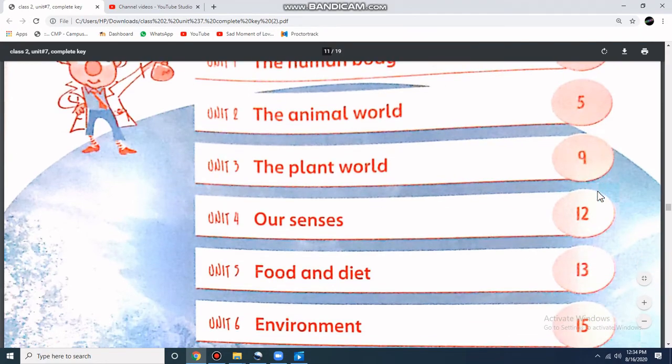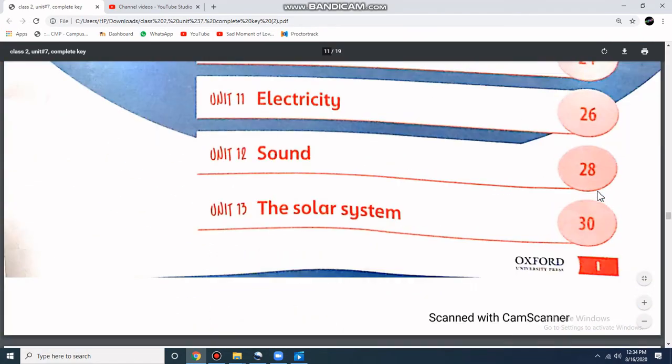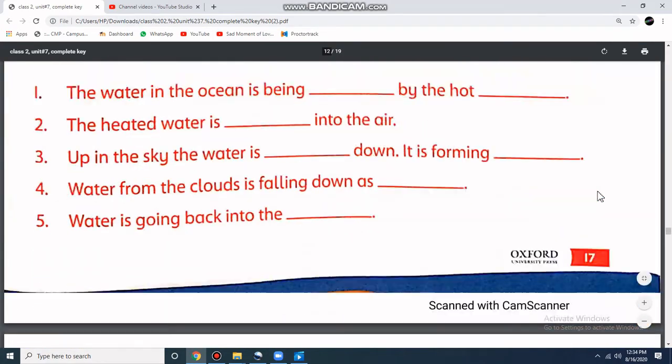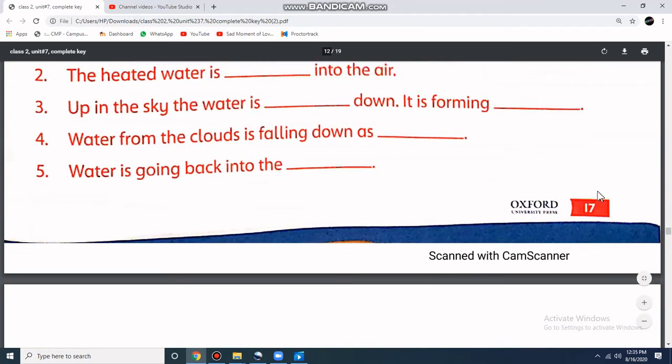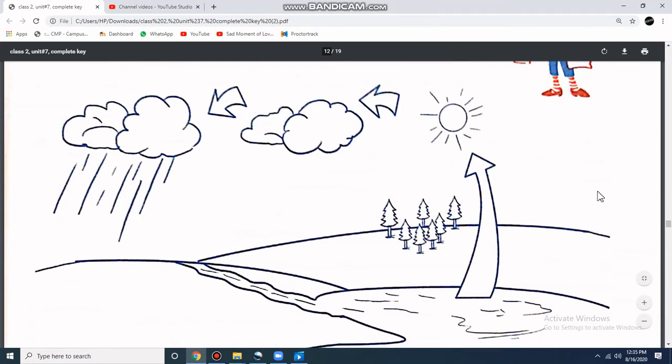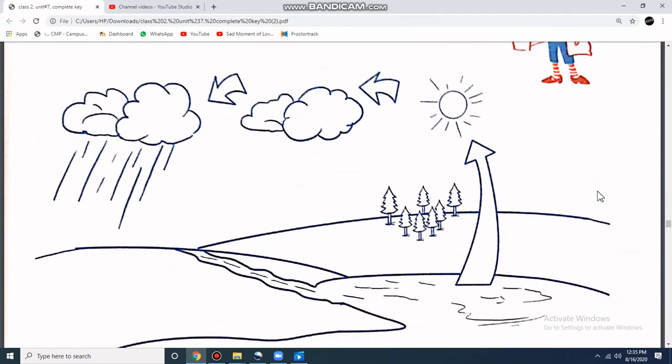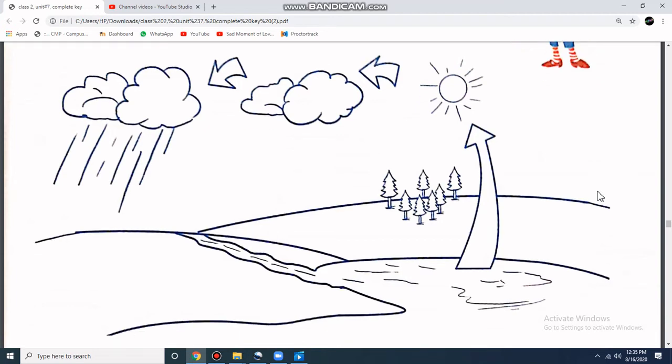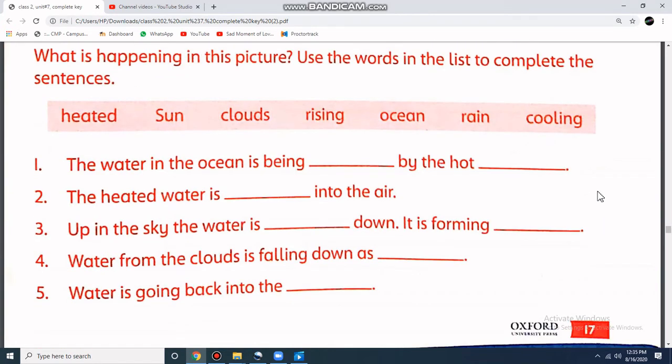Open your workbook page 17, I guess. Yes, workbook page 17. This picture is very important. This picture shows the water cycle. You have to color it and label it. Color the water, color the greenery, color the sun, color the clouds, color the arrows and color the rain, and then label it. Okay, it is a very important diagram, students.